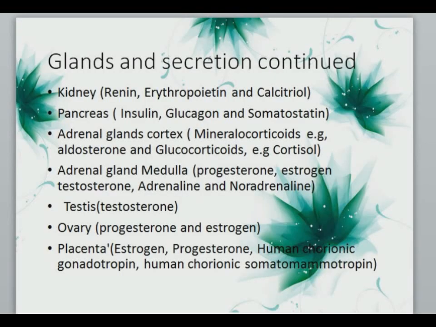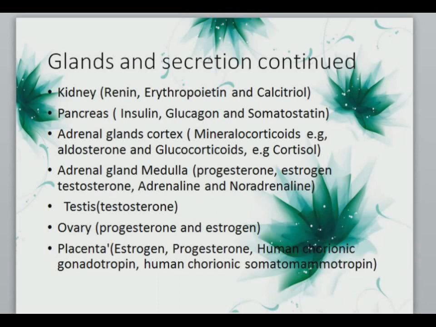All right, this is the continuation of the same topic, I mean the glands and their secretion. Here we have the kidney, which secretes renin, erythropoietin, and calcitriol. The pancreas secretes insulin, glucagon, and somatostatin. And the adrenal gland cortex, because the adrenal gland has two layers, just like the kidney, the cortex and the medulla. The cortex here secretes mineralocorticoids, example is aldosterone, and glucocorticoids.